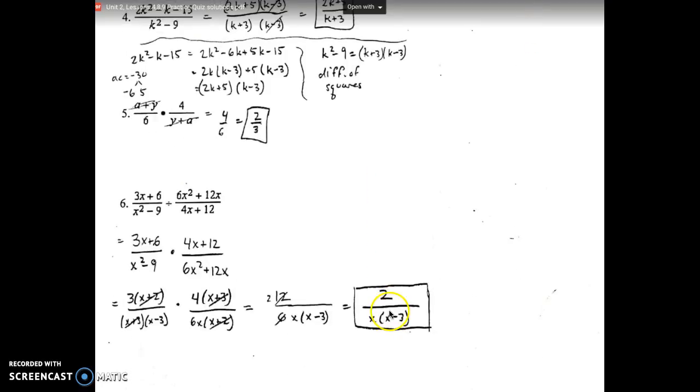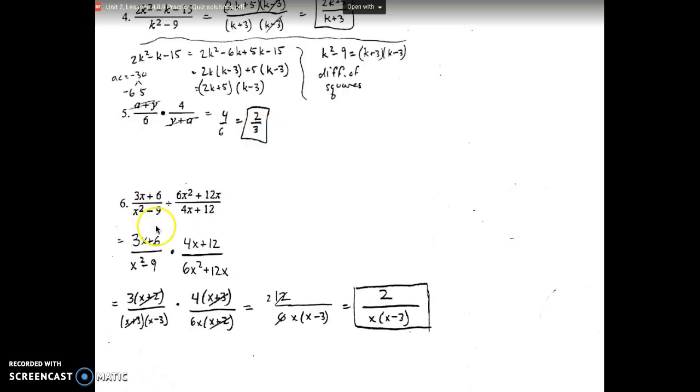For question 5, we have 2 fractions that are multiplied together, and I see a plus y and y plus a, and those are identical things, so I can cancel them out, and I'm left with 4 over 6, and 4 over 6 reduces to 2/3, and that's our answer.